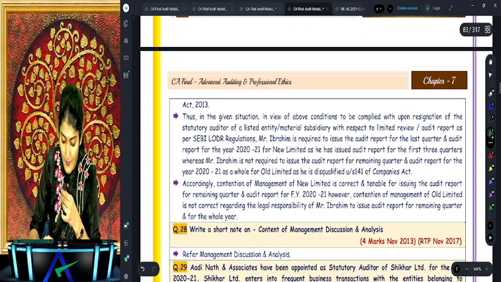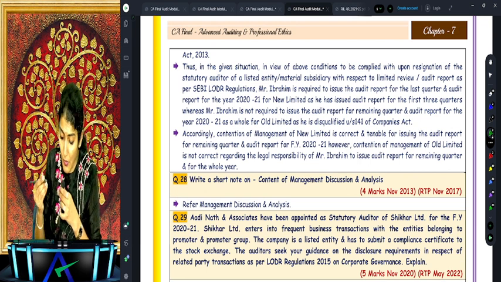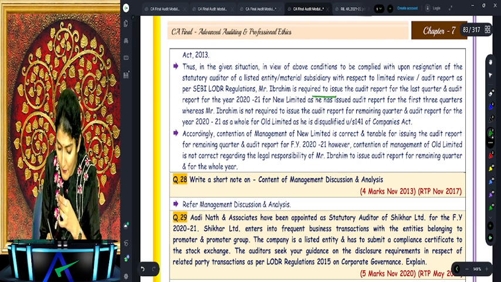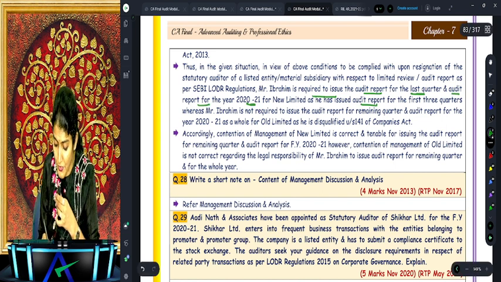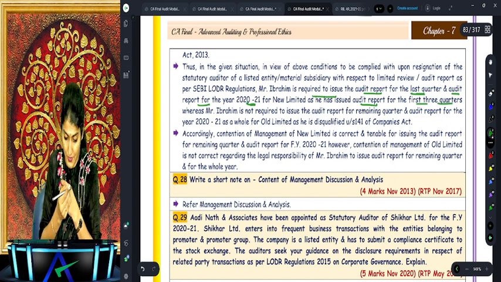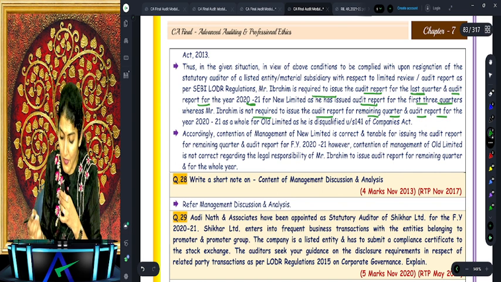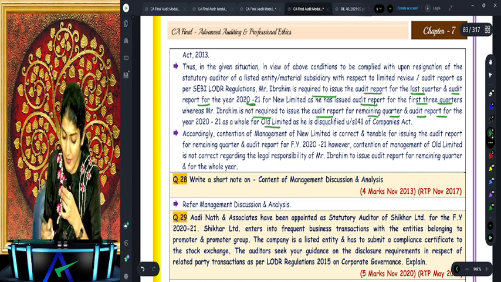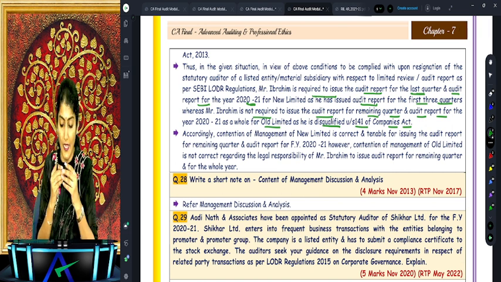Okay. Thus, in the given situation, what has happened? Right. So now what does it say? Ibrahim is required to issue the audit report for the last quarter and the audit report for the financial year for New Limited, as he has issued the audit report for the first 3 quarters. Whereas Ibrahim is not required to issue the audit report for the remaining quarter and the audit report for Old Limited, as he is disqualified under section 141. Right, as he is disqualified.